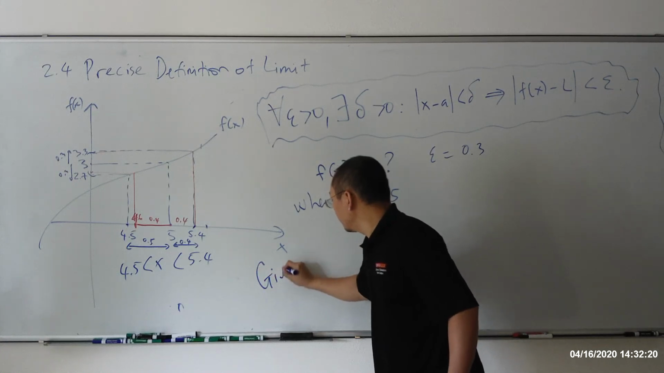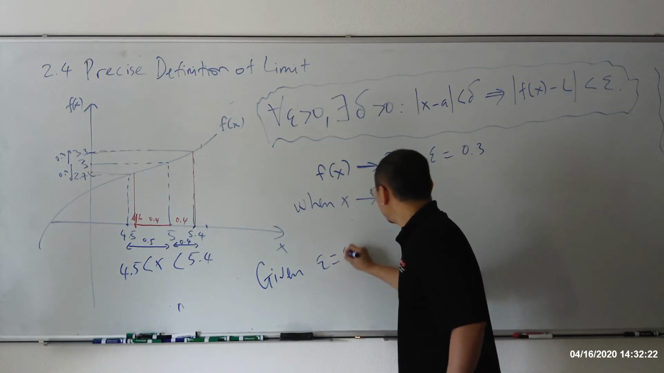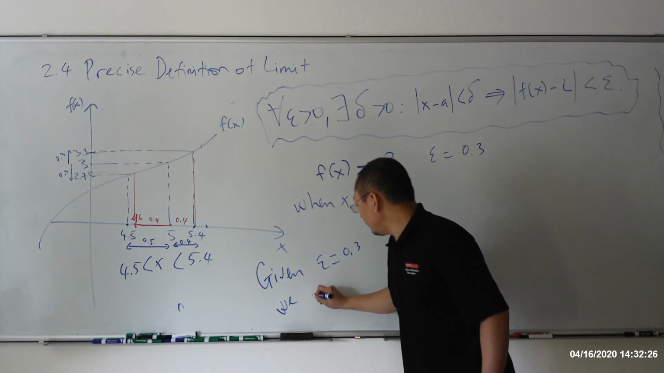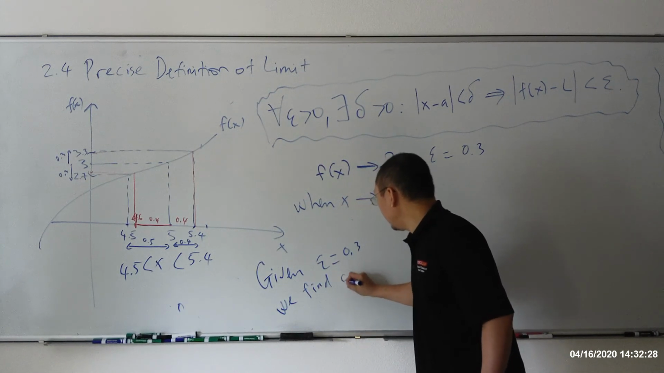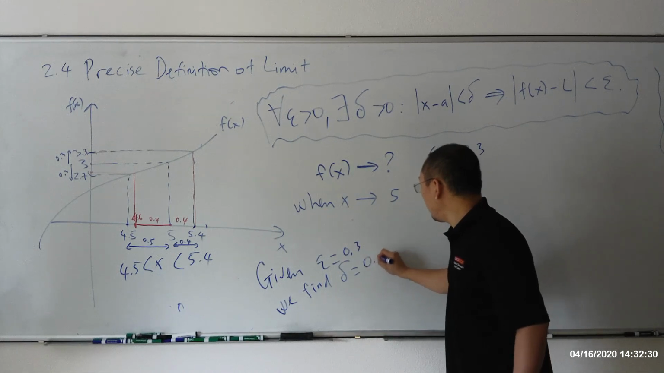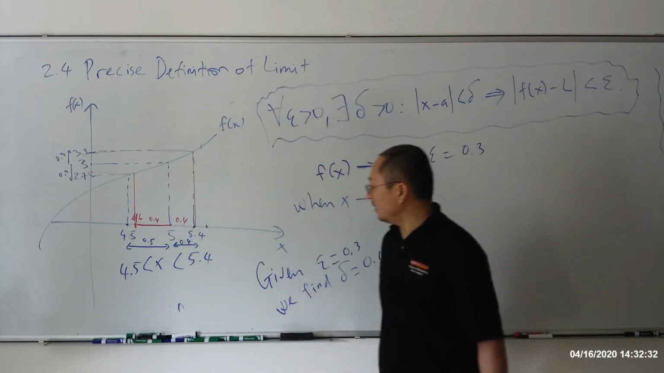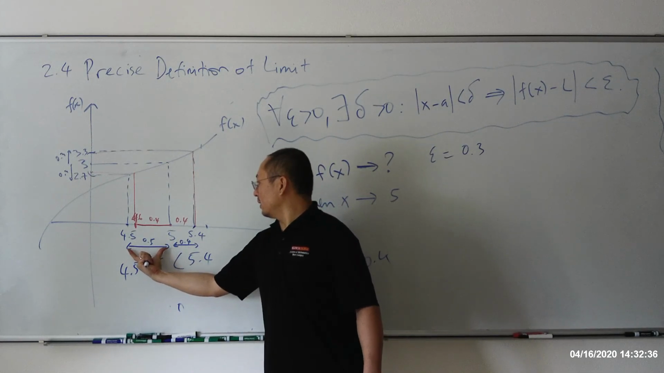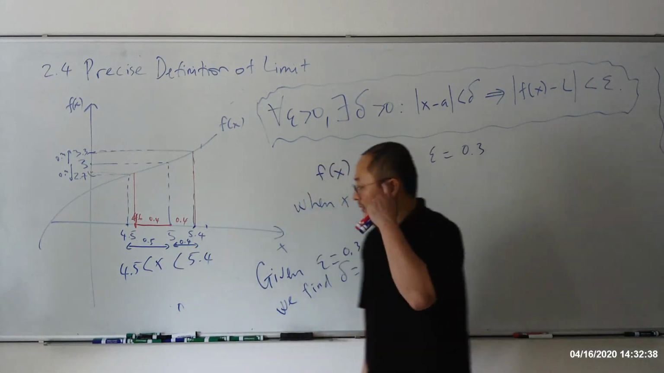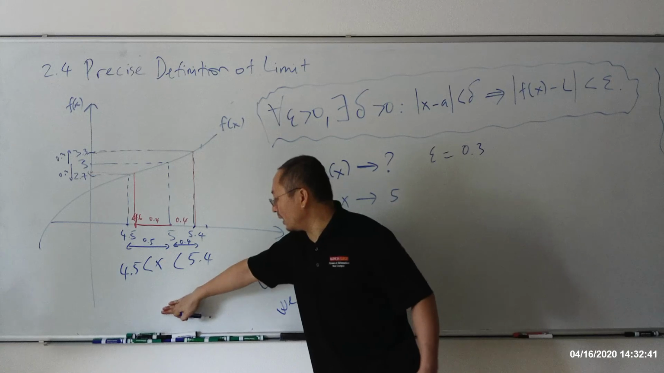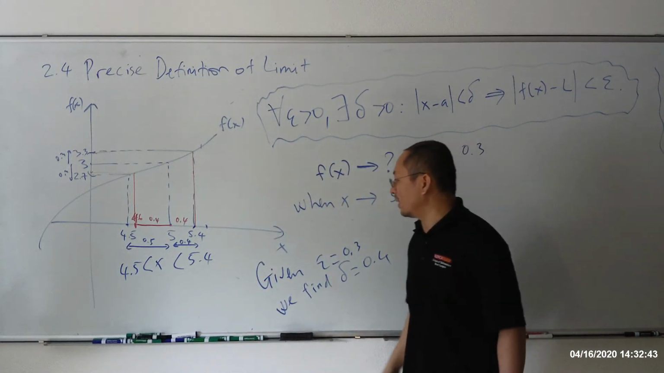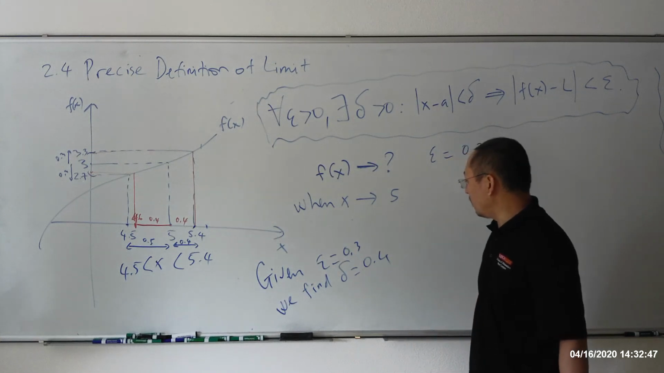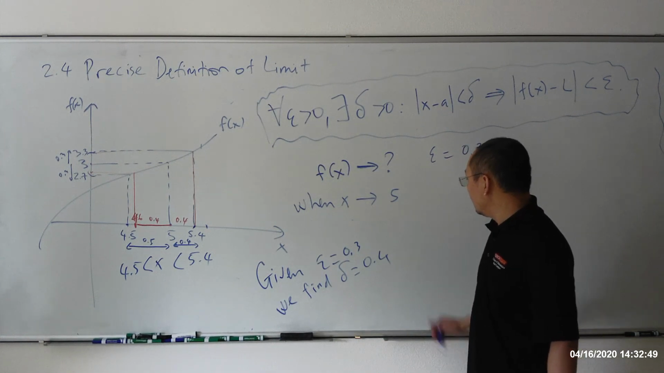Given epsilon equal to 0.3, we find delta equal to 0.4 according to the graph. Again, 5 is in the middle. The distance to the left is 0.5, right is 0.4. We have to choose the smaller one, right? I made a mistake at the beginning and said the bigger one. No, not right. Smaller one. We find delta equal to 0.4.